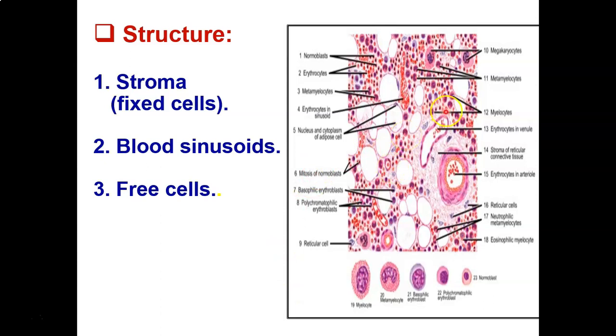Structure of the bone marrow. As you see here, I have stroma, sinusoids, and free cells. Stroma, or we call it fixed cells. Fixed: it doesn't develop, it doesn't divide, it is fixed. This is the meaning of fixed. Blood sinusoids are the way through which the free cells go to the blood. And finally, the free cells are the developing cells, dividing and developing. When mature, they will go to the blood sinusoids.